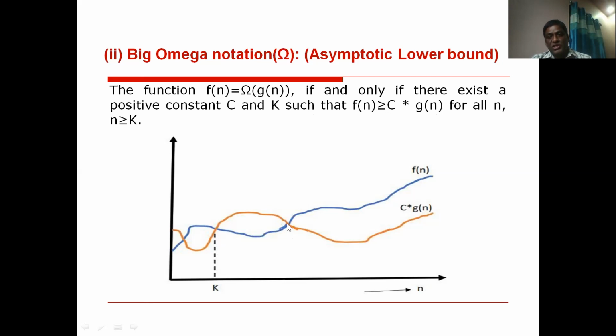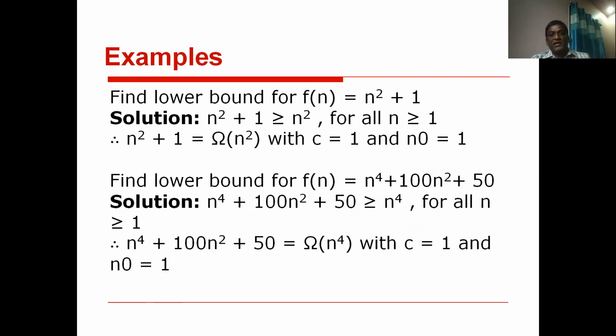From this position onwards, f of n is always greater than c into g of n. You need to identify that c into g of n in such a way that f of n is always greater than it. Okay. And again, the same two examples are written over here. This time, I took n square plus 1 greater than or equal to n square. I'm not using any constant, which means 1 into n square. Okay, so n square plus 1 is always going to be greater than or equal to n square only, right? Therefore, I can write it as omega of n square.